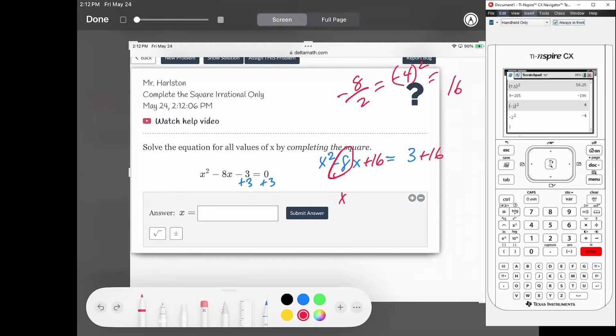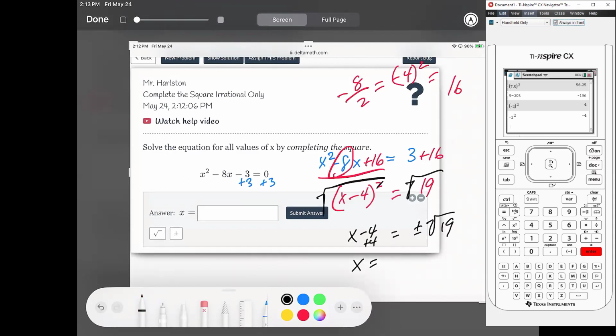Now, this is a perfect square, and I can factor it. So it's going to be x minus 4 squared equals 19. 3 plus 16 is 19. And now to finish this up, take the square root of both sides. This is going to be x minus 4 because that cancels. And then it's going to be plus or minus the square root of 19. Now my answer is going to be a positive 4 because I got to add 4 to both sides. This is going to be 4 plus or minus the square root of 19.